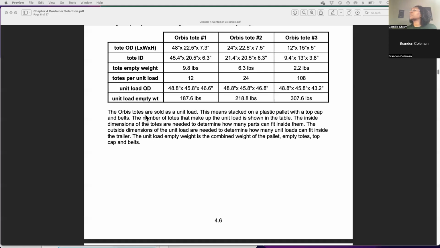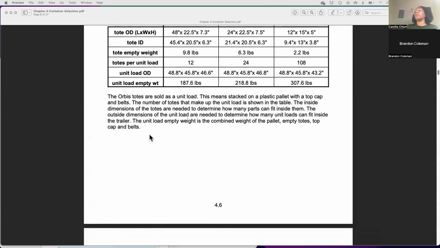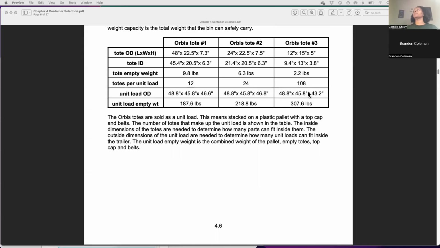Let's see, what can I tell you about this? I talked about how you determine how many. So once you know, for example, if you pick this tote and you figure out how many totes go per pallet, you're going to have 108 totes, and you know the weight of your tote. I'm going to use my calculator again. Let's say that you have 108 bins of the Orbis handheld totes per pallet, right?